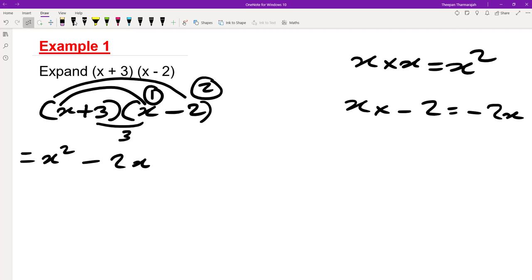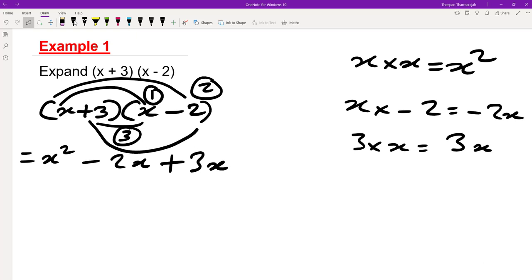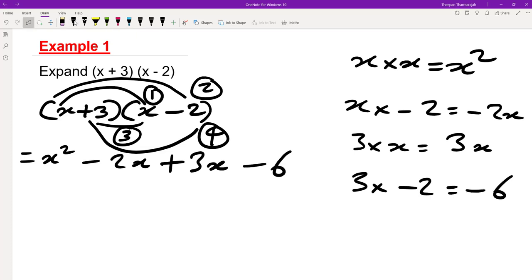Third step, 3 times x, which is 3x, so we get plus 3x. And then 3 times minus 2 is the fourth step. 3 times minus 2, which is minus 6. So here we've got to be a little bit careful. We've got a minus 2x plus 3x.